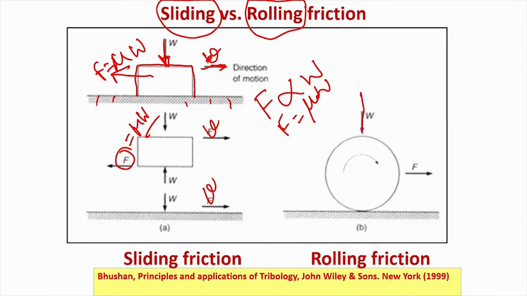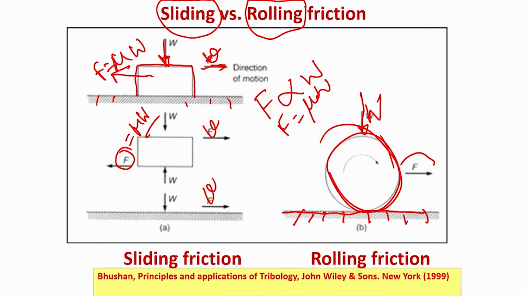Now, rolling friction. Here again you apply the load W, and this ball would be rolling, not sliding, in contact with the flat surface, and there will be a frictional force acting. Rolling friction is much less. The sliding friction, mu s, is much larger than the rolling friction. Typically, rolling friction is fairly low compared to sliding friction.